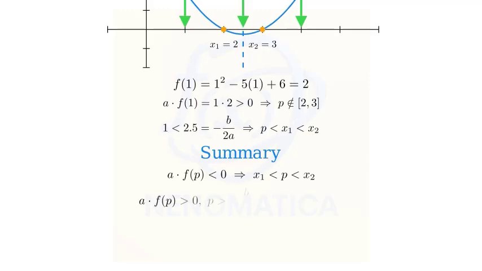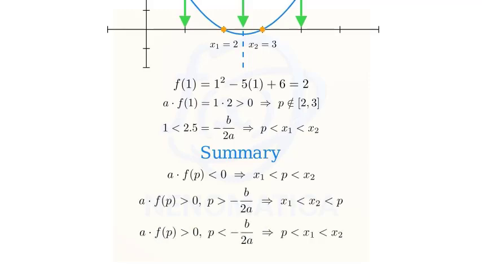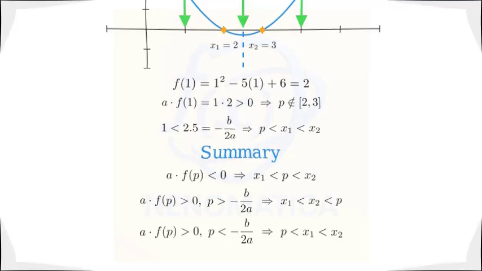To summarize, if a times f of p is negative, then p lies between the roots. If a times f of p is positive, and p is greater than minus b over 2a, then p is greater than both roots. If a times f of p is positive, and p is less than minus b over 2a, then p is less than both roots. That is the complete method. Compute a times f of p to decide between or outside. If outside, compare p with the vertex at minus b over 2a to find which side.